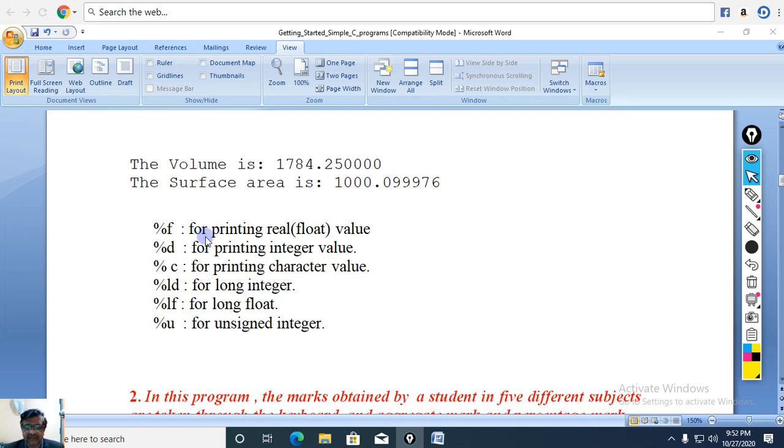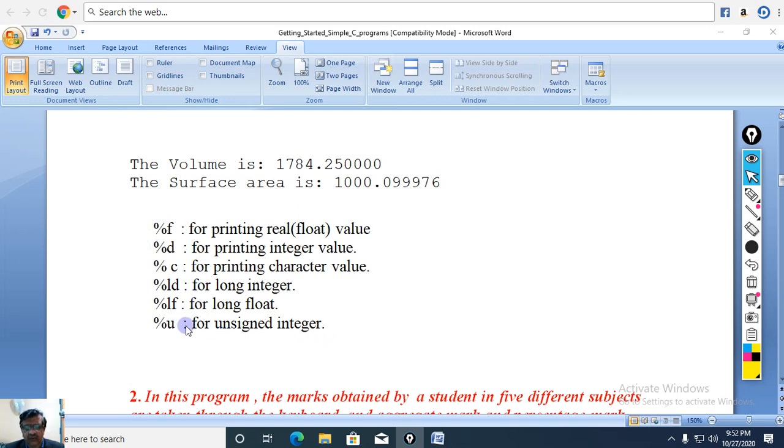We use different data specifiers for demarcating certain data types. Percentage f is for float to represent the real values. This is for decimal values, integer values, this is for character value, and this is for long integer, this is for long float, and this is for unsigned integer.